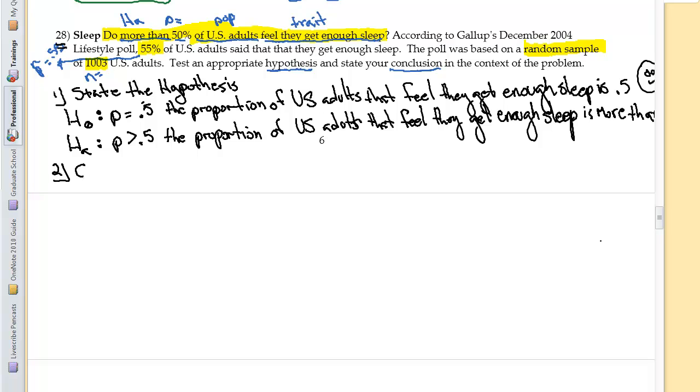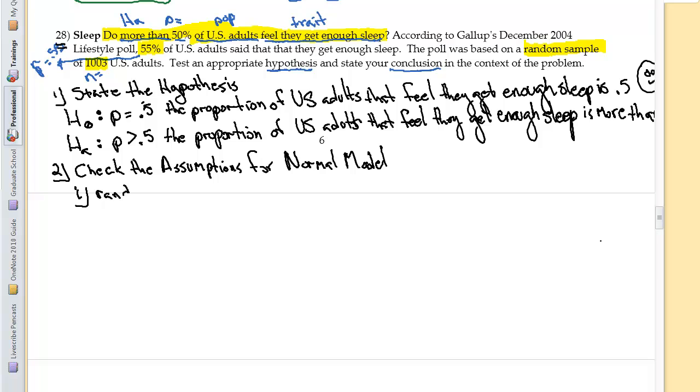The second step is to check the assumptions for the normal model, because I'm hoping in an introductory stats class that it's going to fit the normal model, because that's basically the only model that I have. So I need to check the assumptions for the normal model before I can go forward. The first of those assumptions is: is it random and independent? Well, it is a random sample, and I'm going to assume that with a random sample being done by Gallup that it is also independent. So that makes me happy.